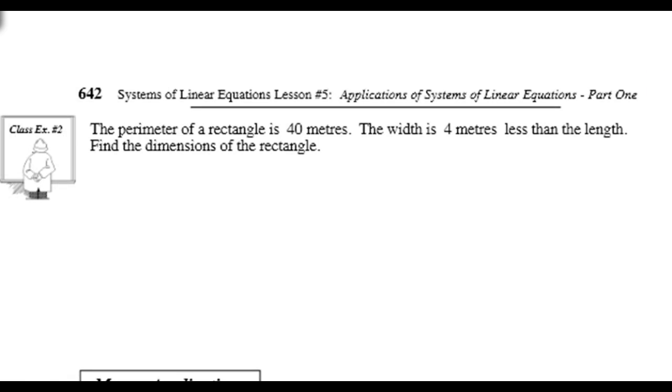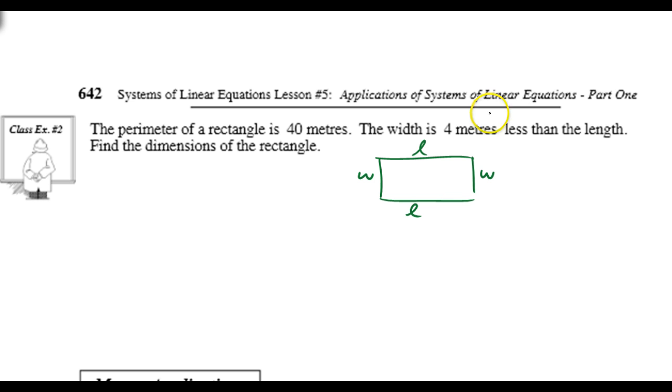All right, now we have some examples of perimeter here. So again, a real life example. It says the perimeter of a rectangle is 40 meters. It always helps to do a little diagram when you're doing these. So there's my rectangle, and I have, of course, the width and the length. The perimeter of the rectangle is 40, so all these 4 sides added together give me 40.